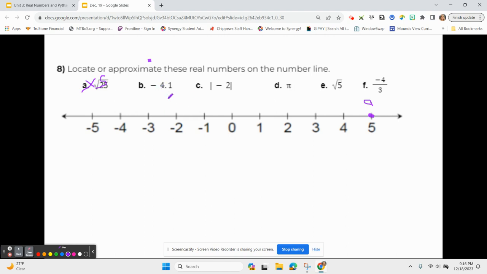Now you're going to use negative 4.1, absolute value of negative 2. Please approximate pi. Approximate the square root of 5, and there's my negative fraction. So that looks exactly like part 1 of our test coming up on Wednesday.